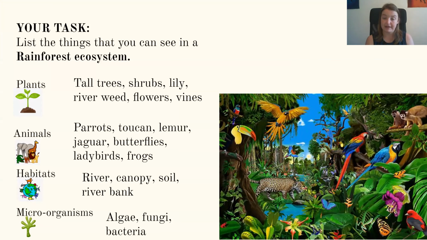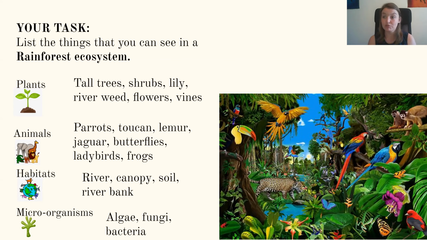I found the parrots, a toucan, a lemur, jaguar, butterflies, ladybirds, frogs. Did you find anything else? Any other animals? Definitely different types of birds.